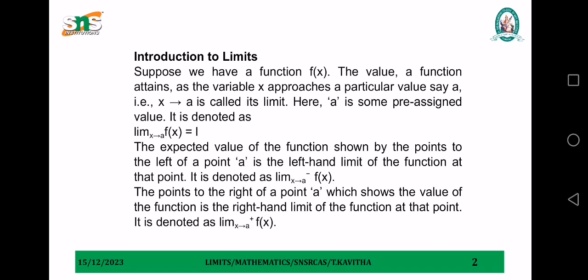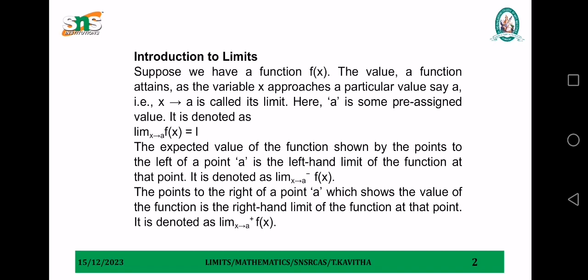Introduction to limits. Suppose we have a function f of x. The value a function attains as the variable x approaches a particular value a, that is x tends to a, is called its limit. Here a is some pre-assigned value. It is denoted as limit x tends to a f of x is equal to L. The expected value of the function shown by the points to the left of a point a is the left hand limit of the function at that point. It is denoted as limit x tends to a minus f of x.